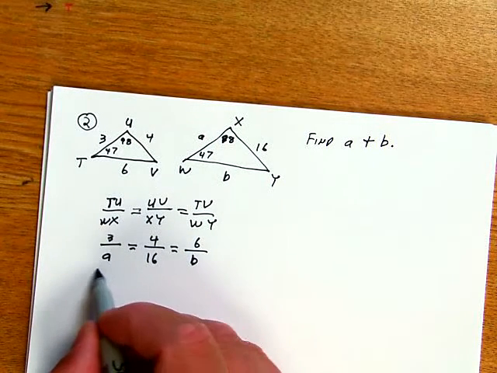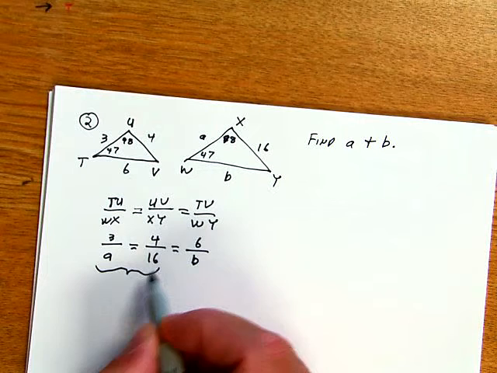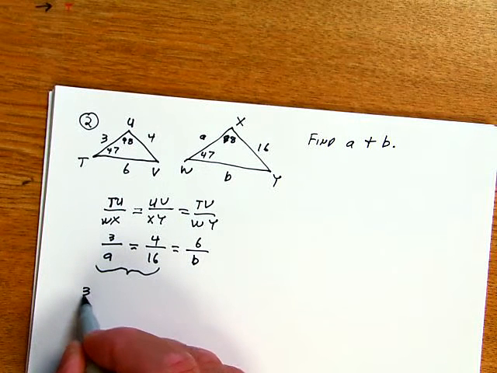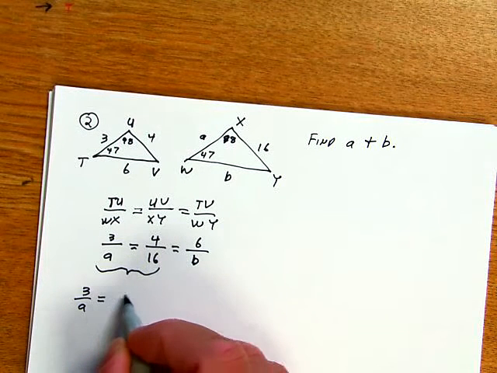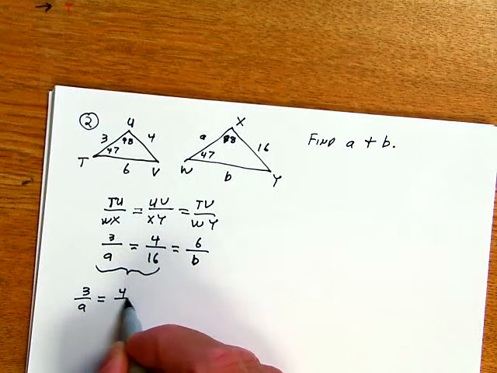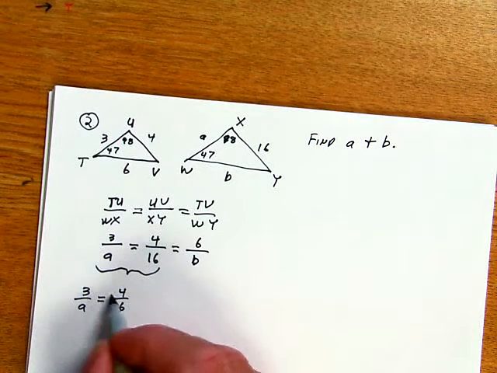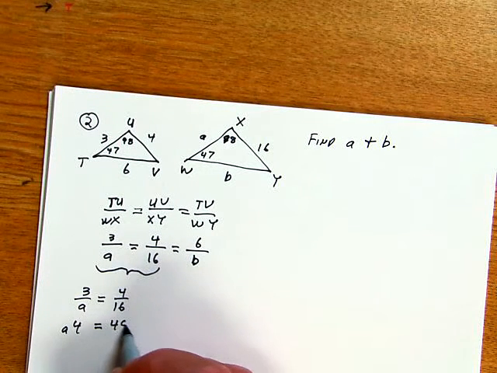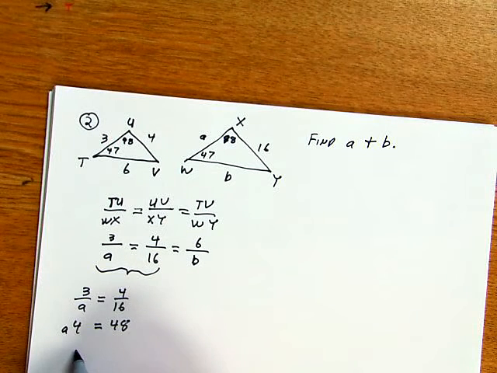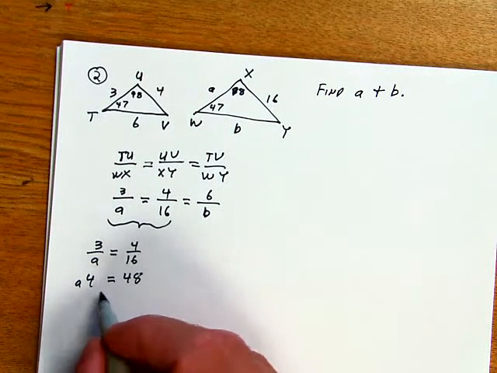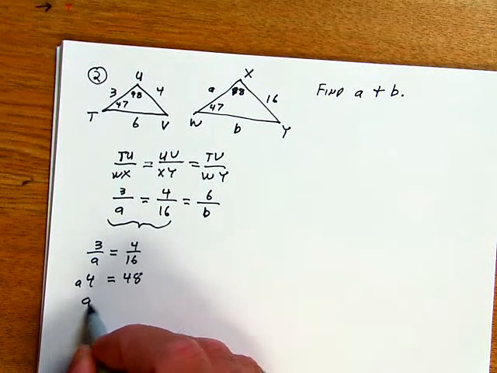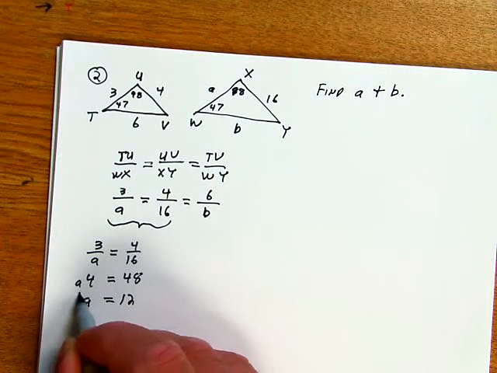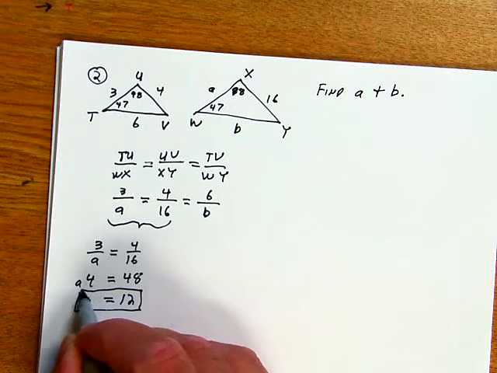So we can set this up as two separate problems. The first problem, we'll set up a proportion. 3 over A equals 4 over 16. We cross multiply, we get 4A is equal to 48. Divide both sides by 4, and we're left with A is equal to 12. So we've just solved for A.